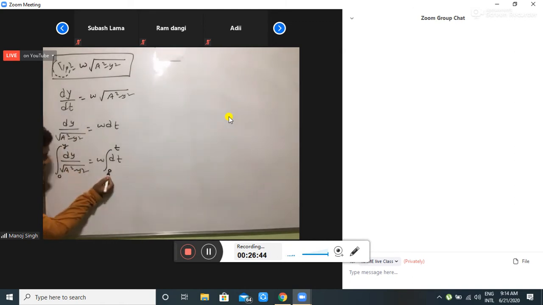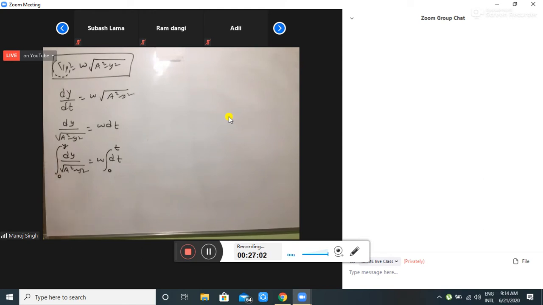So at time t is equal to 0, what is the displacement of the particle? It is 0. Zero displacement means the particle is at the mean position. After any time t, particle displacement will be equal to y.